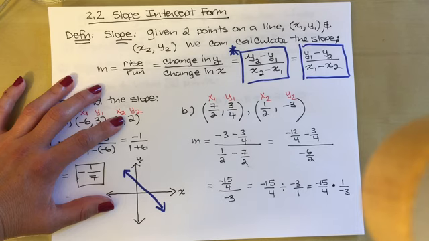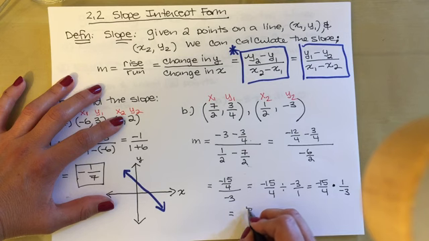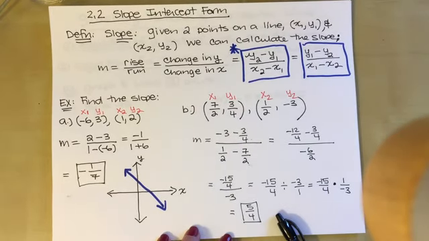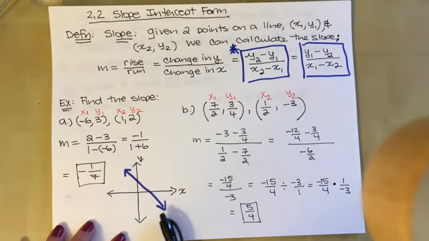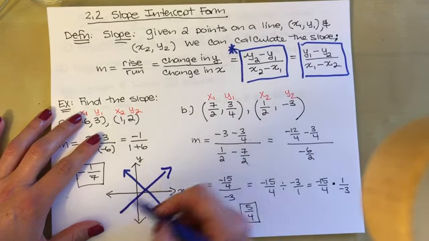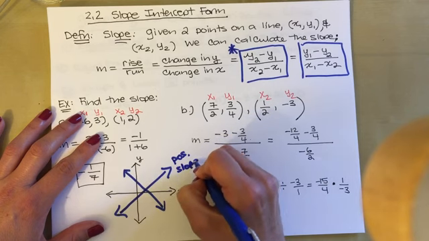And then, of course, I can reduce negative 3 and negative 15. That's just going to reduce to 5. And my answer will be positive 5 over 4. And a line that has positive slope is going to slant in the opposite direction compared to the first example. So if we want positive slope, it will look like this. So this is a line with positive slope.